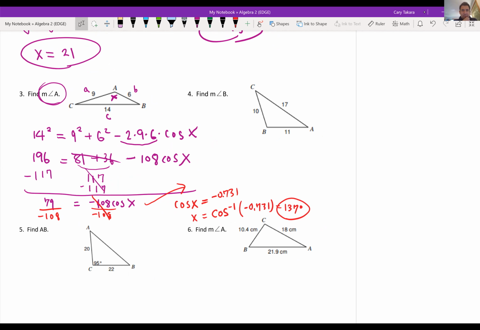So let's work on number 4. We are trying to figure out angle B right there. Why don't you set it up? Would you share your answer from number 4 in the chat? I would like to see it, okay? I don't care whether it's right or wrong, okay? But would you share once you're done with number 4?